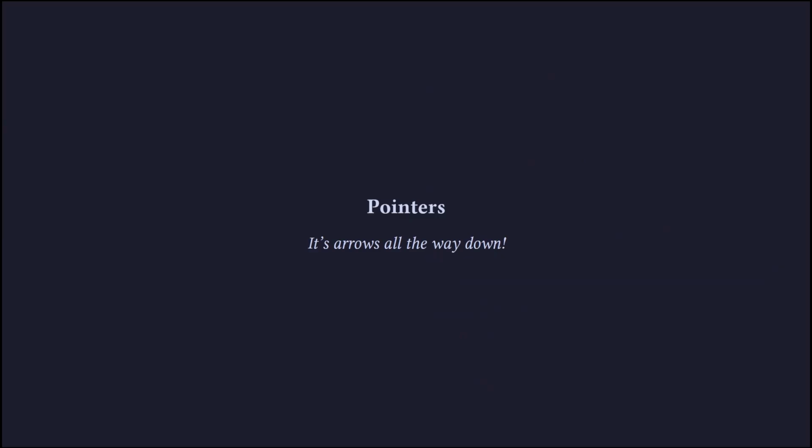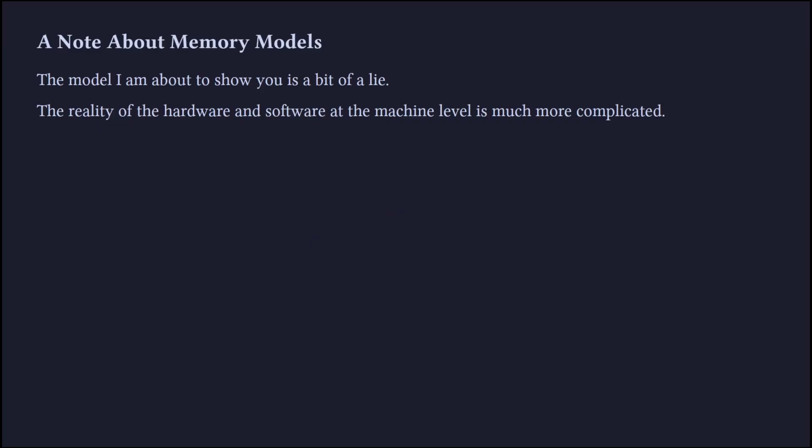Right, let's talk about pointers now. A little bit of a note before we go into this. The model I'm about to present to you is a lie, in a sense. Memory models are really a tower of weakenings where we're able to introduce or remove details depending on what we need to know about a system. So things are inherently more complicated under the hood.